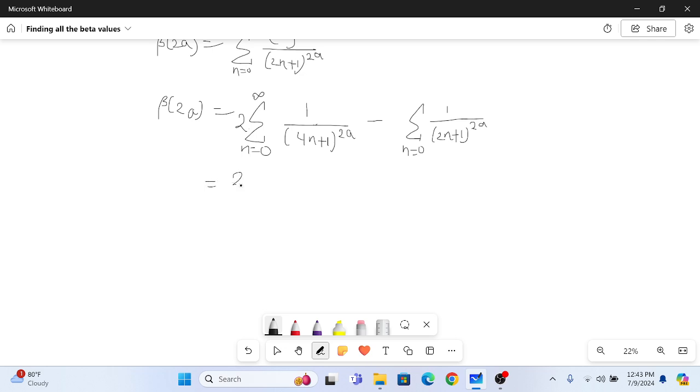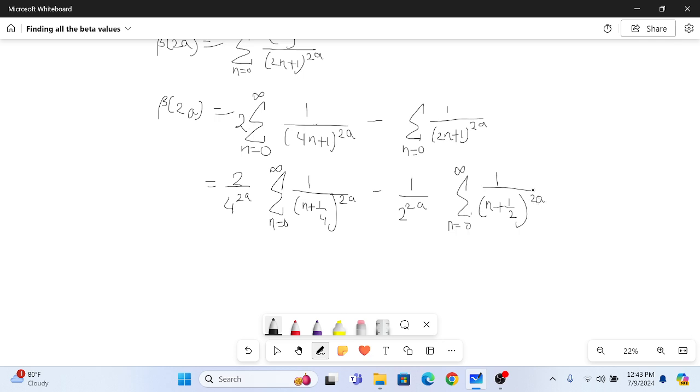Okay, and if I do that, we have 2 by 4 to the power 2a, sum from n equals 0 to infinity of 1 by (n plus 1 by 4) to the power 2a, minus, let me write it again, I will take 2 common, so minus 1 by 2 to the power 2a, sum from n equals 0 to infinity of 1 by (n plus 1 by 2) to the power 2a. Okay, good. Now this sort of sum can be taken in terms of the digamma function.